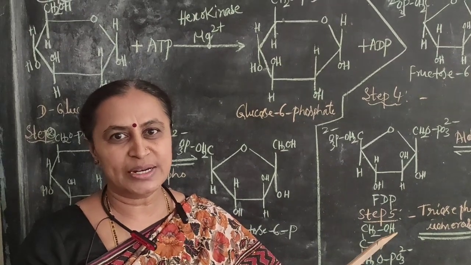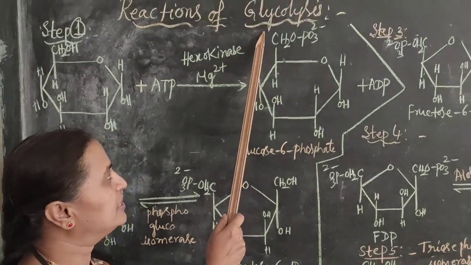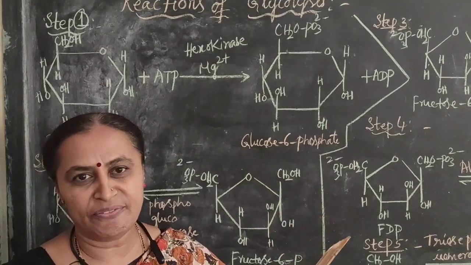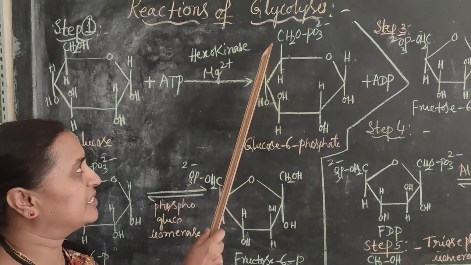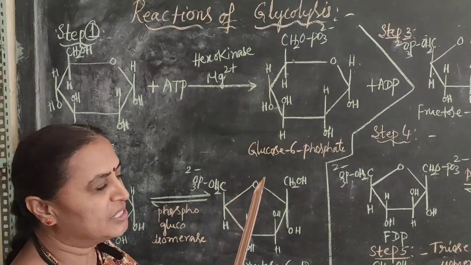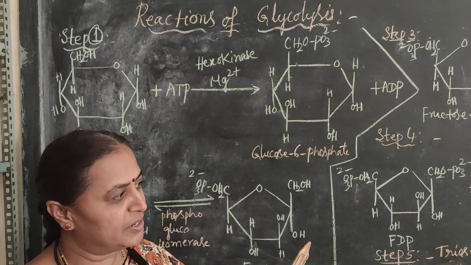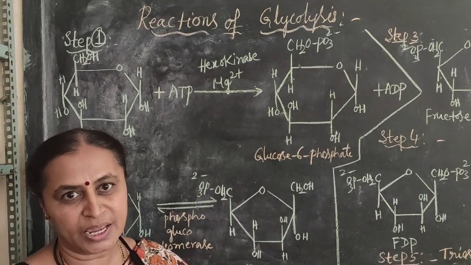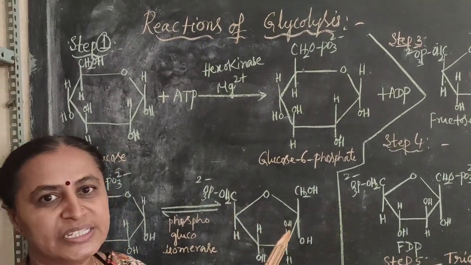So good morning students. Today I am going to discuss the reactions of glycolysis and also the metabolic effects of pyruvate. And we know what glycolysis is. It is a sequence where glucose is converted into pyruvate. One molecule of glucose is converted to two molecules of pyruvate with the production of ATP. And this sequence involves 10 steps.